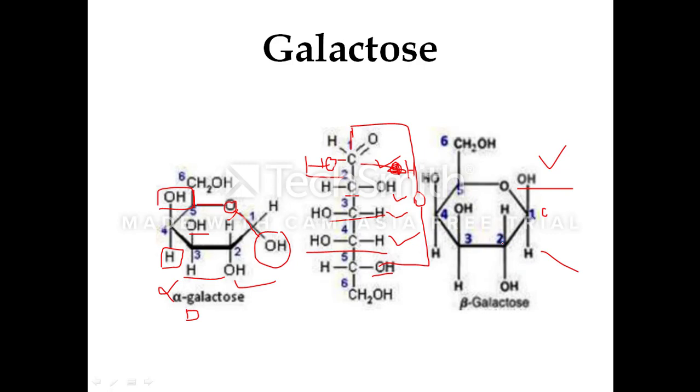Then at C2, you have the OH towards the right side and H towards the left side. Similarly, you have the H on the C3 carbon atom towards the right side, so you write it towards the downward end of the Haworth ring and OH at the upward end. And then at the C4 carbon atom, the difference in the configuration of H and OH is the difference between glucose and galactose.